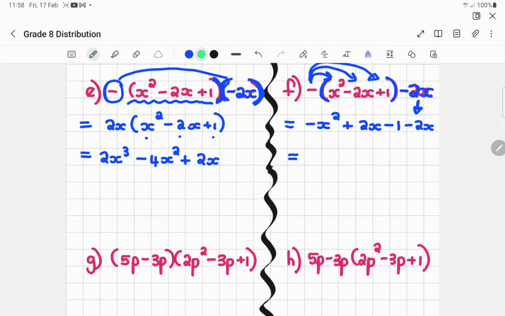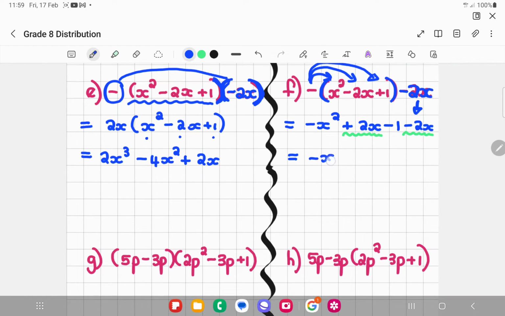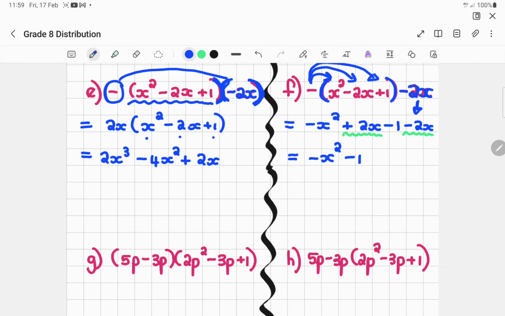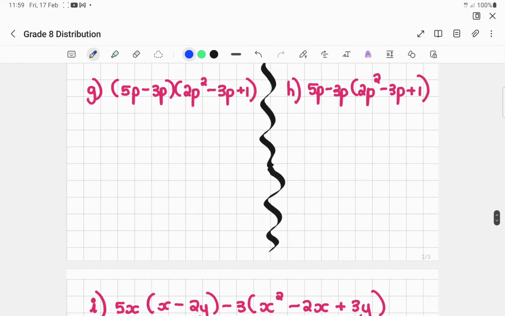And now we're going to look for any like terms. We've got the plus 2x minus 2x. So if I've got 2 rand and I take the 2 rand away, I'm actually left with no rands anymore. So your answer is negative x squared minus 1. Okay, because those two, I always scrape it out like that because it falls away. It becomes 0.